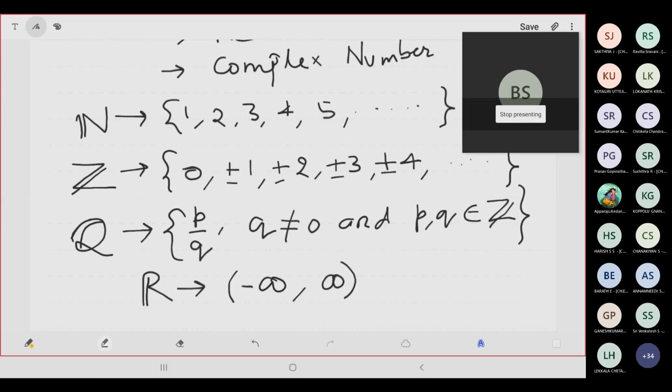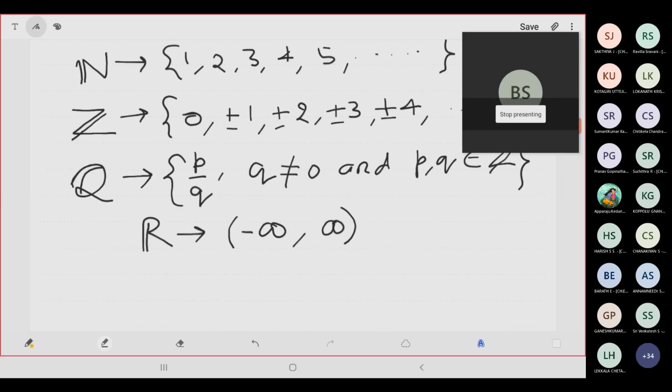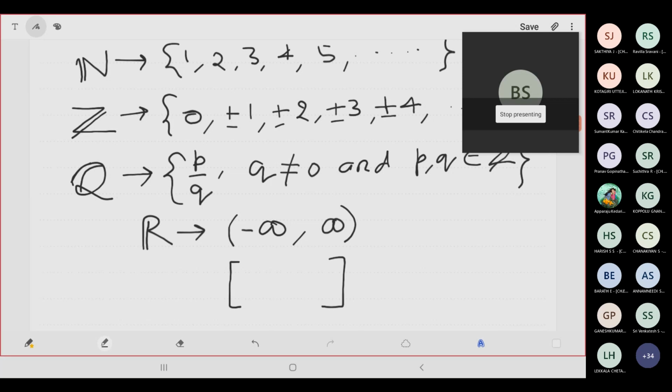A small bracket represents the open interval. That means you can take the values from minus infinity to plus infinity, excluding minus infinity and plus infinity, because in an open interval, minus infinity and plus infinity are not included. Sometimes you can use the notation of a closed interval. This is the meaning of closed interval: the end points are also there.